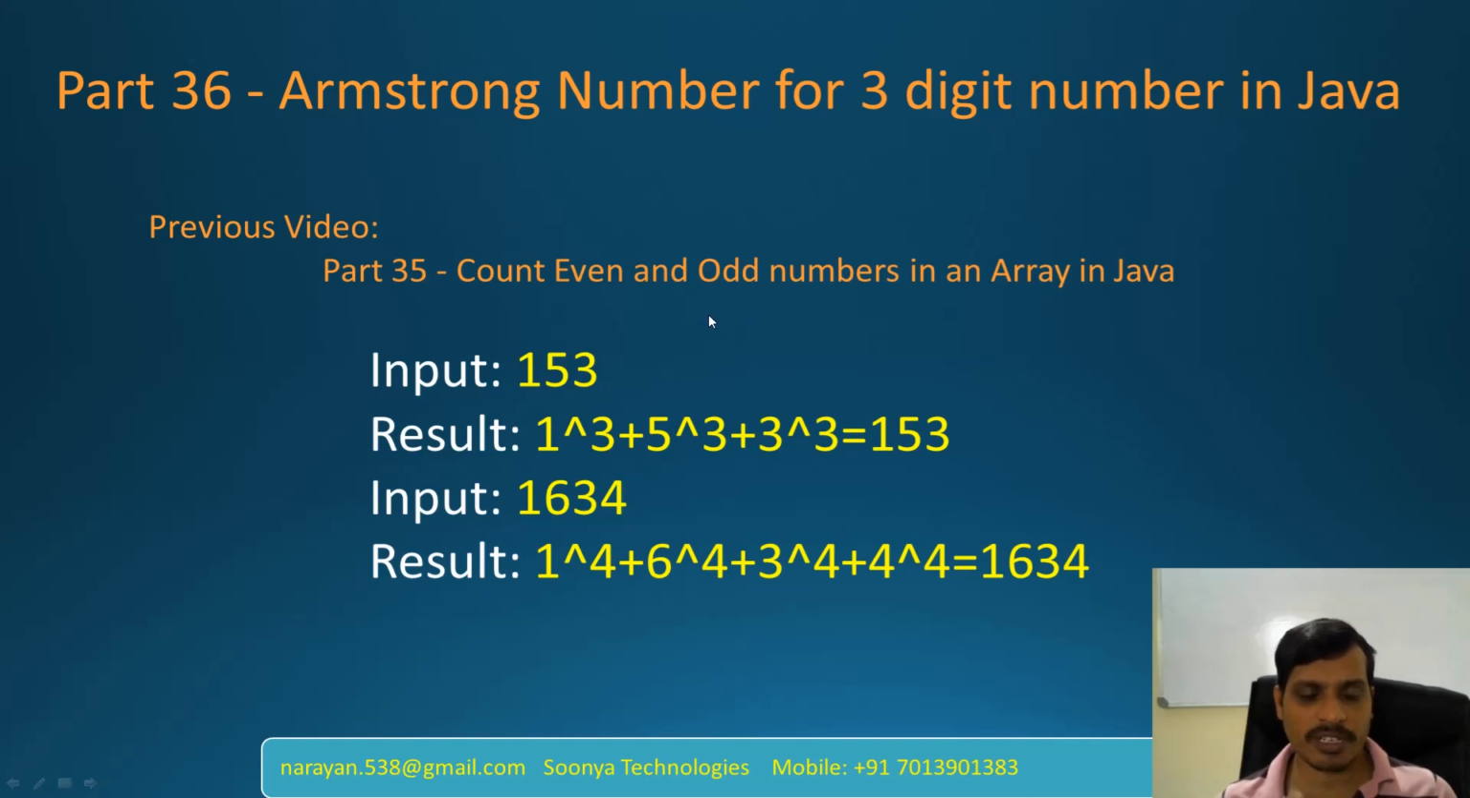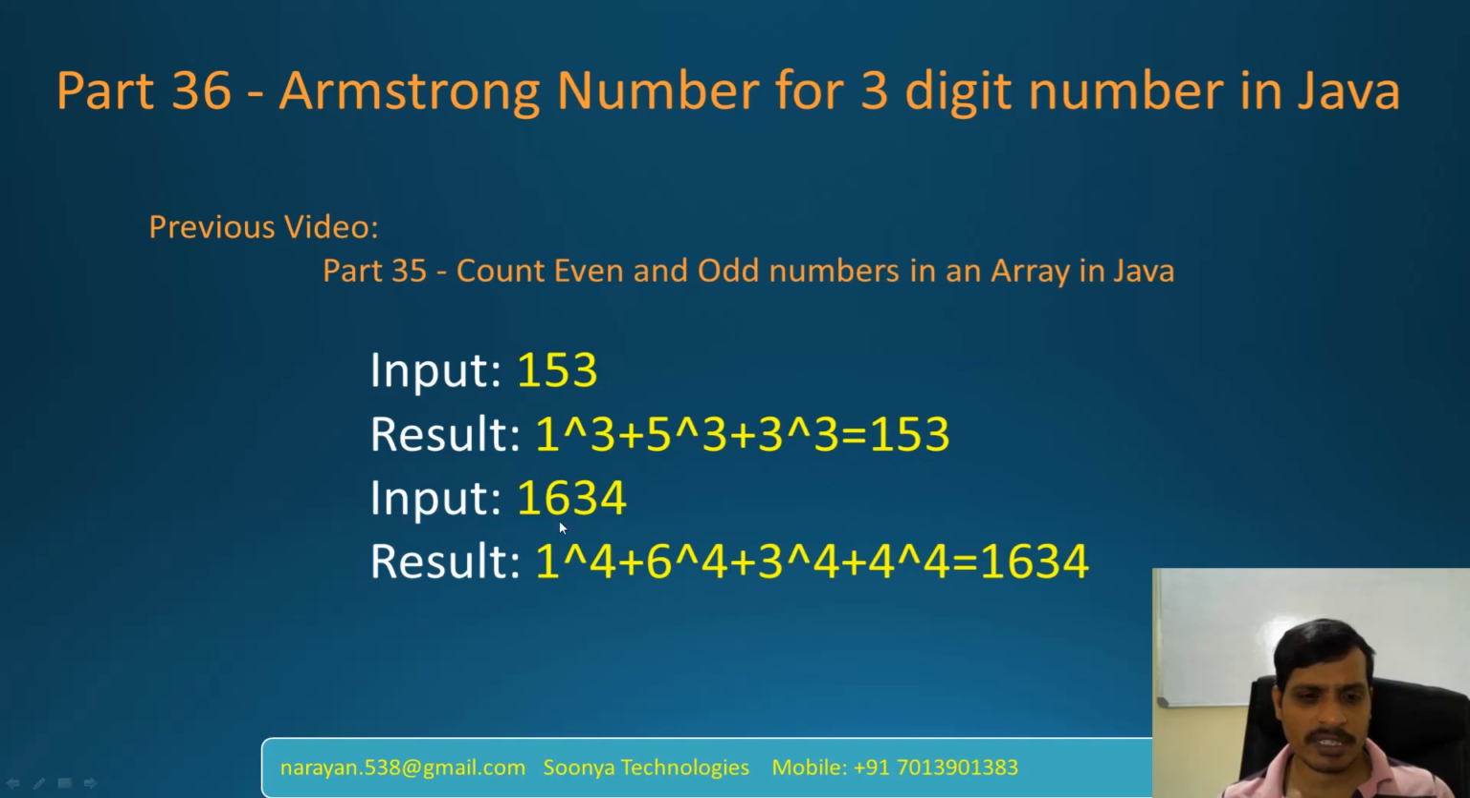What is an Armstrong number? Here we have 153. This number contains 1, 5, 3. If the sum of cubes of individual digits is equal to 153, then 153 is an Armstrong number. Here 1 cube plus 5 cube plus 3 cube equals 153.